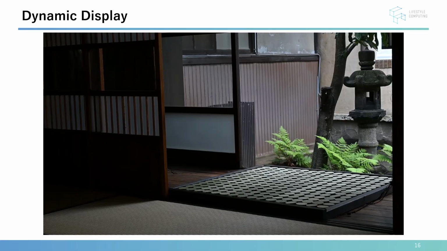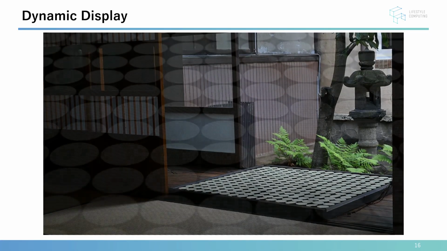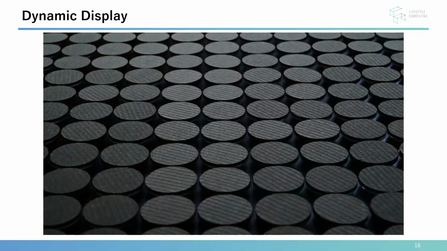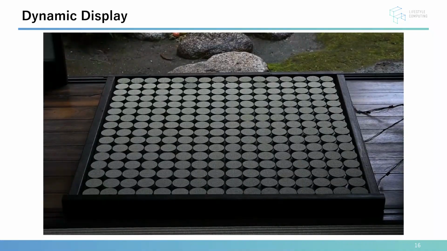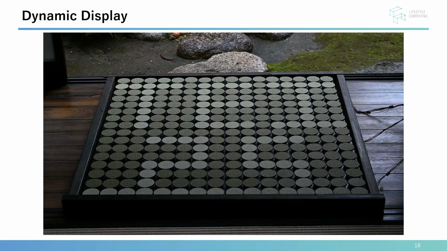Next, I will explain the dynamic display I created. In the dynamic display, one circular tatami is used as a single pixel. By arranging these pixels, various images and animations can be expressed. Circular tatami is the easiest to make, and anyone can create a large number of them.